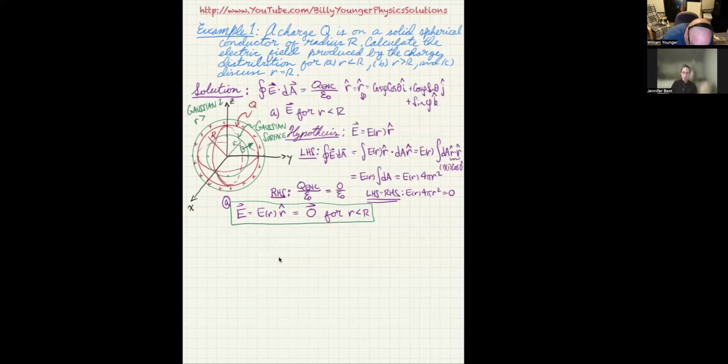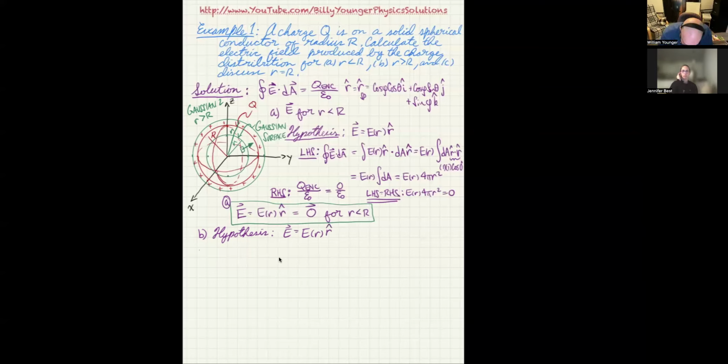Now little r is greater than big R. This time we could draw the radius right here and say that's r. Again, we're just going to start with the left-hand side. My hypothesis is still that E is equal to some E that I suspect only depends on r, and it points in the radial direction, r hat, again.